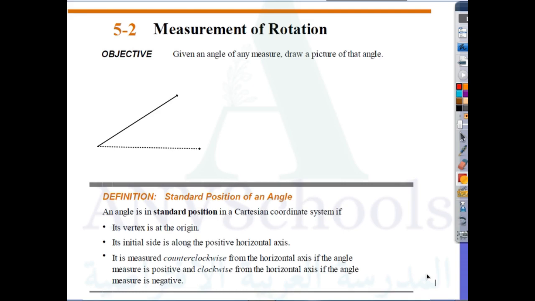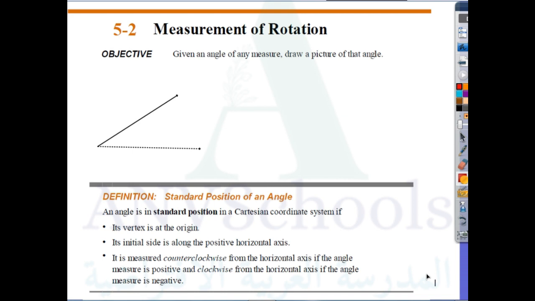Welcome to lesson 5-2, measurement of rotation. The objective here is that given an angle of any measure, draw a picture of that angle. Okay, so we're going to define an angle as a starting point in this topic. So our topic is measurement of rotation.